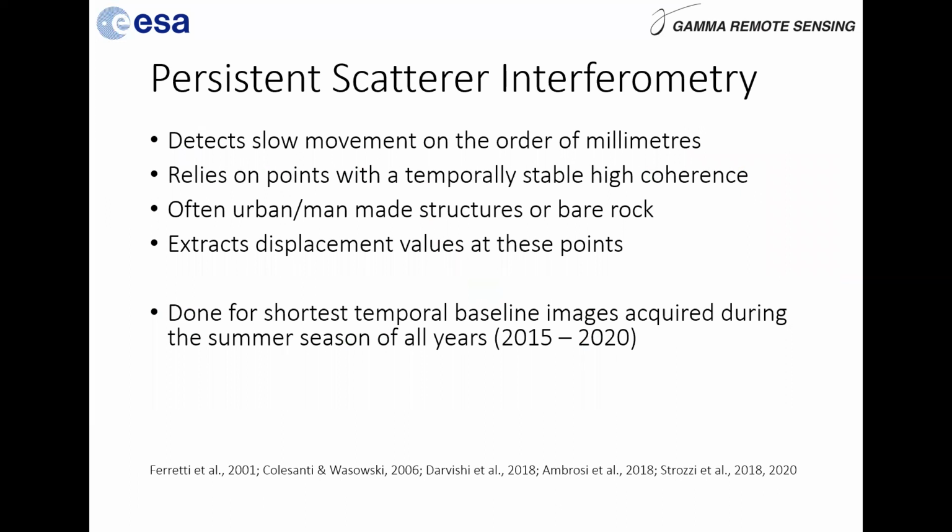The final method we applied is persistent scatterer interferometry, which is also an advanced DInSAR technique that allows the detection of slow movements on the order of millimeters. The technique relies on points that exhibit a temporally stable and high coherence called persistent scatterers. These are often urban areas and man-made structures, as well as bare rock. They can therefore be scarce in mountainous regions where snow cover at high and vegetation at low altitudes leads to frequent decorrelation and loss of coherence. Here we use input images covering the summer months of 2015 to 2020 for this reason.